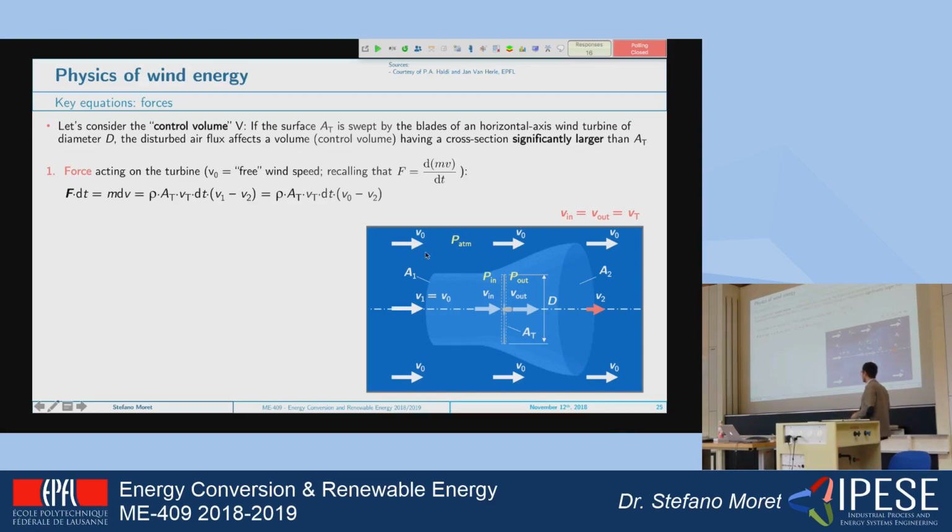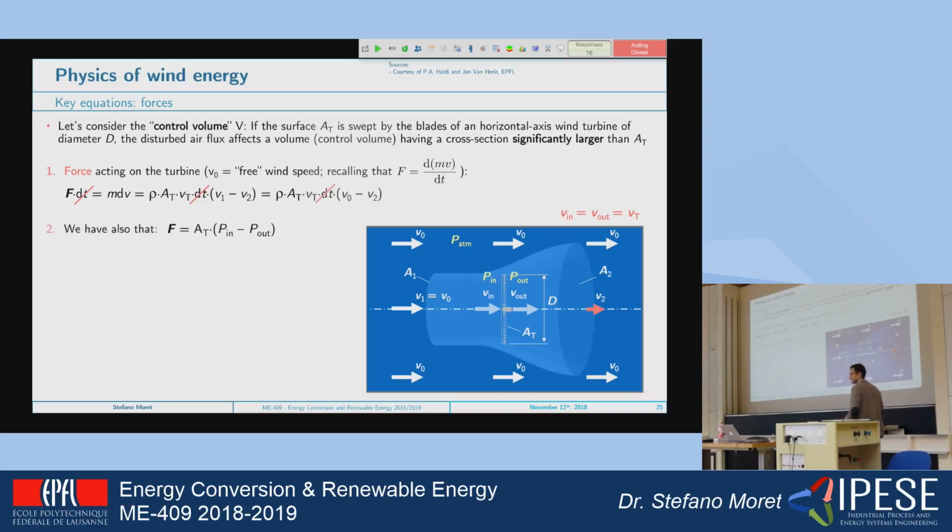So the force will be, the first equation that we can write is that the delta T goes away there, so the force is equal to the density times the area times the velocity at whatever point, because the area and the velocity for the conservation of mass are always the same, times the difference in speed. So this is the first equation that we can write.